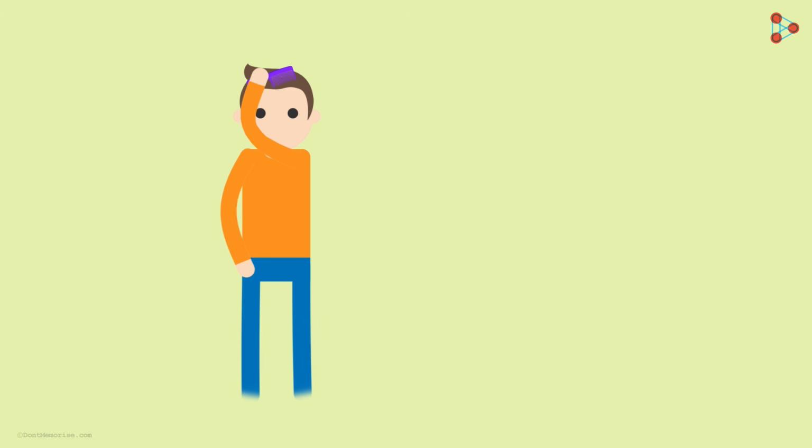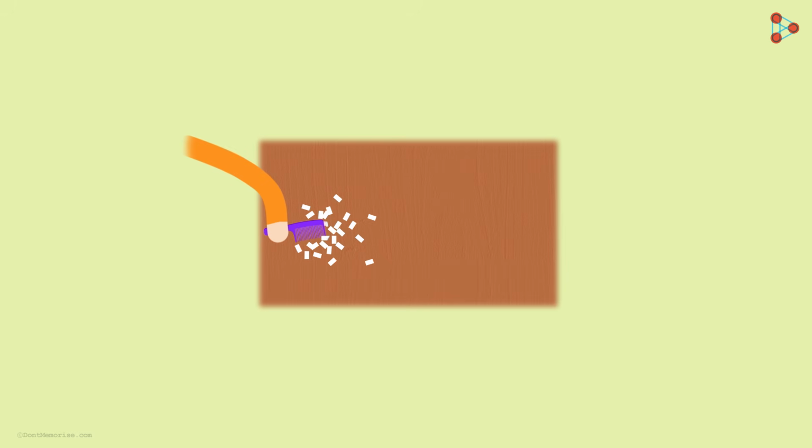Here is one more experiment that you can perform at home. Rub your hair with the comb for some time and then bring this comb near small pieces of paper. What do you see? The small pieces of paper get attracted to the comb. Why are they attracted to this comb? Can you tell me the reason for this?